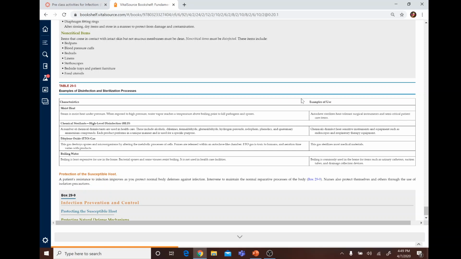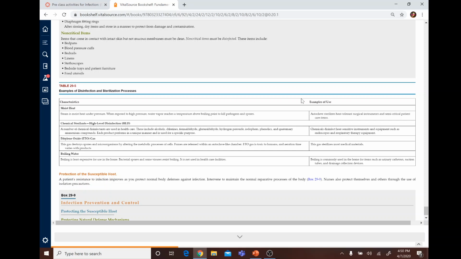So tell me about chemical sterilants or high-level disinfectants. So you've got alcohol, chlorines, formaldehyde, glutaraldehyde, hydrogen peroxide, iodophors, phenolics, quaternary compounds. Used for a specific purpose. What's an example of chemical sterilants? Chemicals disinfect heat-sensitive instruments and equipment such as endoscopes and respiratory therapy equipment.